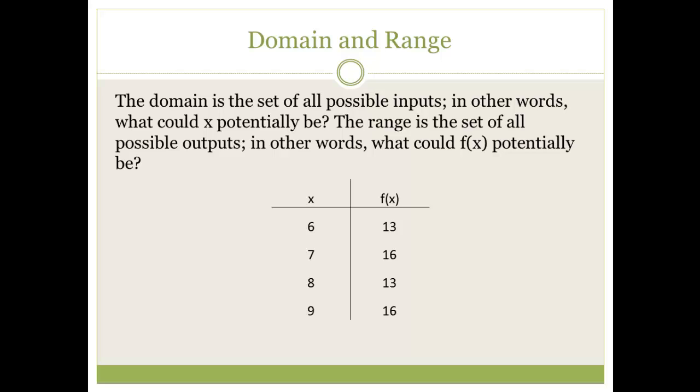In this table, we are only given 4 points. Therefore, we only know of 4 possible x values, which are 6, 7, 8, and 9. This is the domain of the function. For the range, however, there are only 2 different f of x values. Therefore, range is just 13 and 16.